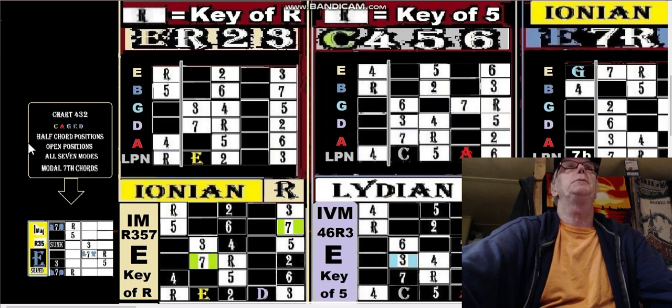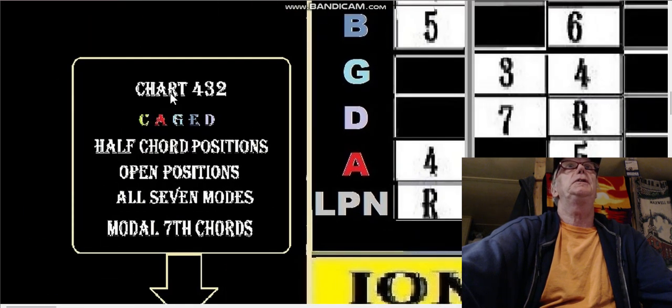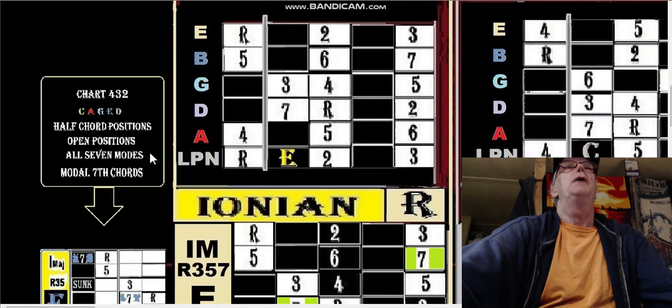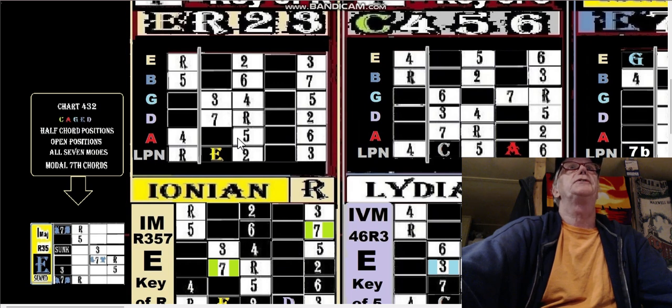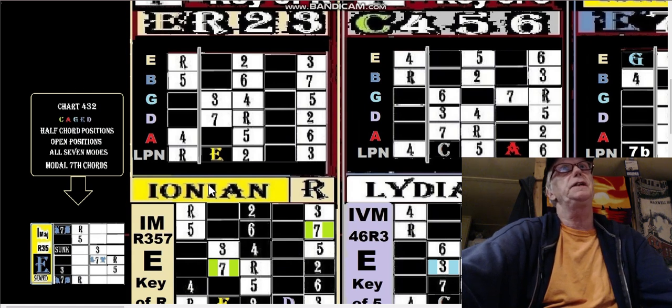So let's look at, now that we've kind of spaced out on what it could be, too many possibilities. Down here I have a little perk from chart 432, half chord positions, and we can reference these boxes to that chart addition. So I've taken a little bit of that chart and put it to the side. This is only for the E column.